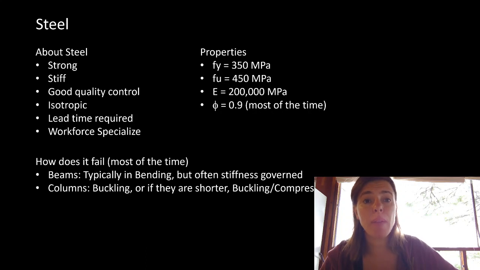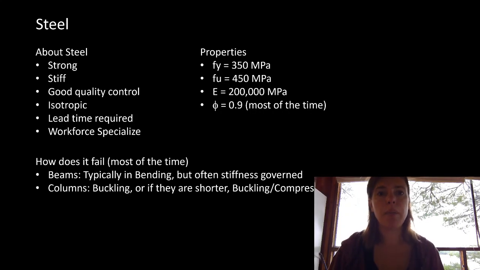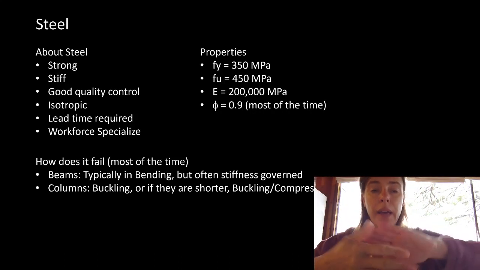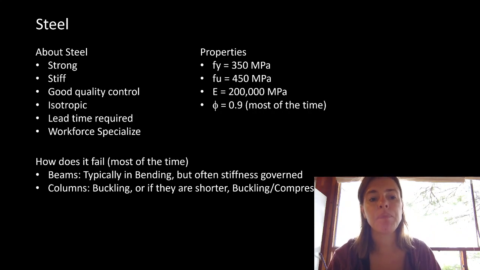So sometimes we have to put material back into the system, even though it's strong enough to deal with our stiffness issue. We have really good quality control in steel. It takes a specialized workforce, so people who are trained in building and erecting these things. It's isotropic, which means it behaves the same in every single direction. If we squashed it this way versus squashed it this way versus squashed it this way, it's going to behave the exact same. So that's called being isotropic.